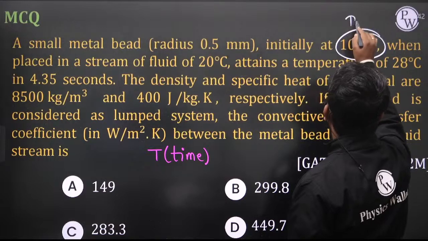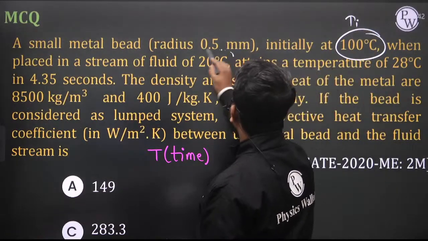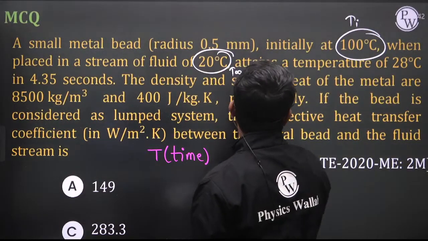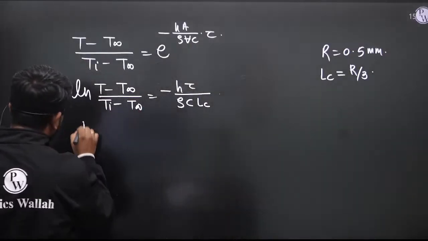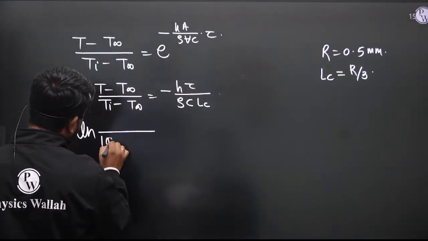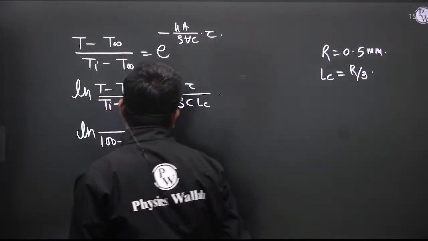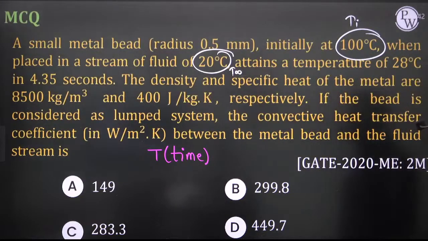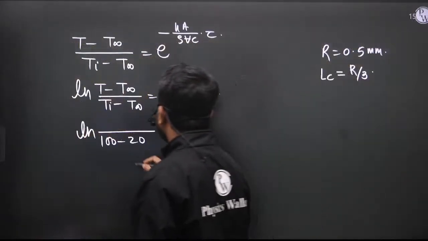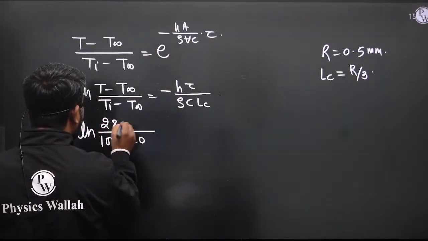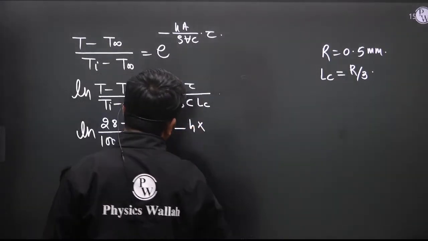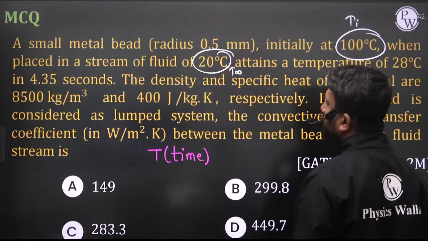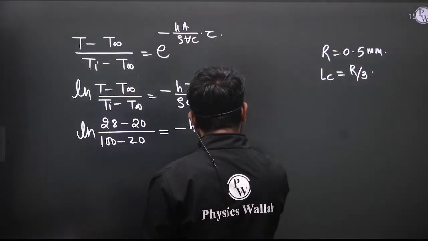So this is Ti, and T infinity is 20. So ln of (100 minus 20) in the denominator. Now at a time 4.35 second, temperature is 28. So 28 minus 20. And that is minus h. Tau value is 4.35 second.